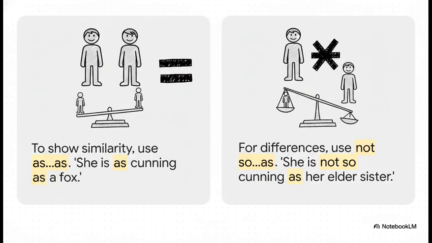But what if 2 people are exactly the same? For example, what if 2 brothers have the same height? For this, we use a special pattern, as... as. We can say, he is as tall as his brother. And if they are not equal, we can say, he is not so tall as his brother. This is a very useful pattern.